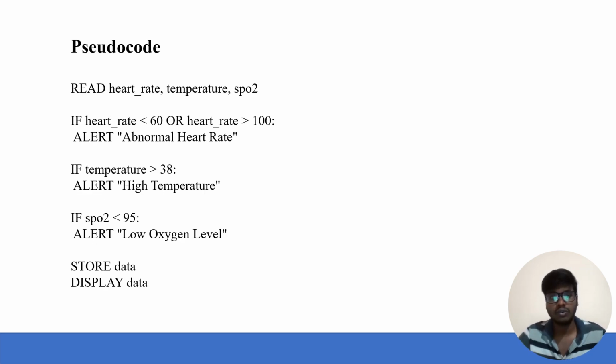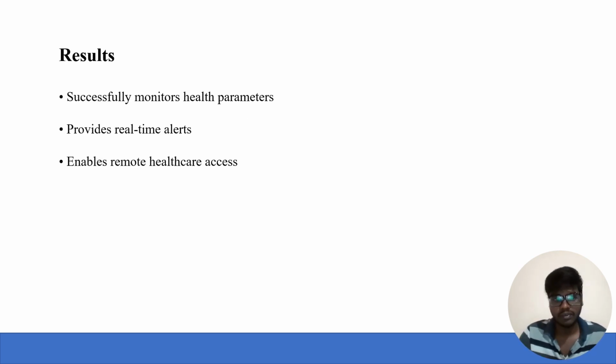Next, we have the pseudocode, just normal as usual. Here we are reading heart rate, temperature, and SpO2. If heart rate is less than 60 or heart rate is greater than 100, alert abnormal heart rate. And then if temperature is greater than 38, alert high temperature. If the SpO2 is less than 95, alert low oxygen level. And all this data is stored and displayed. We are going to display all the data.